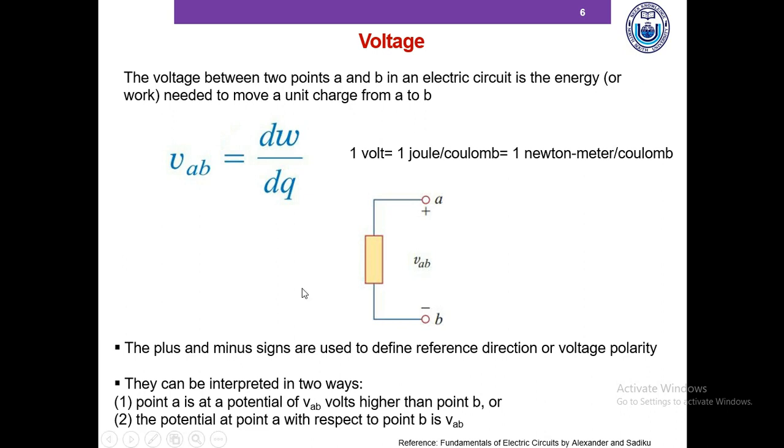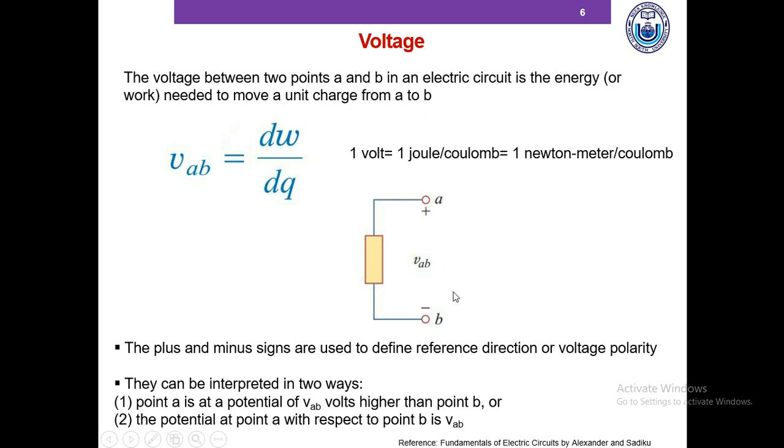So the plus and minus signs here are used to define reference direction or voltage polarity. This can be interpreted in two ways. The polarity sign, plus and minus, at point A and point B respectively, can be interpreted as point A is at VAB potential, or VAB volts higher than point B. So point A here is at a potential of VAB volts higher than point B.